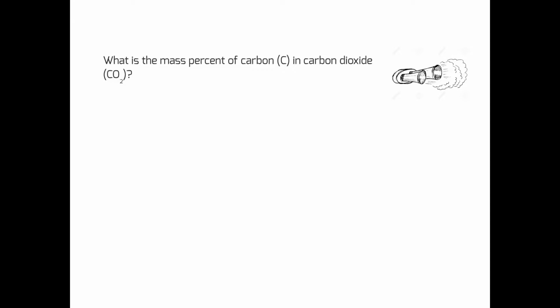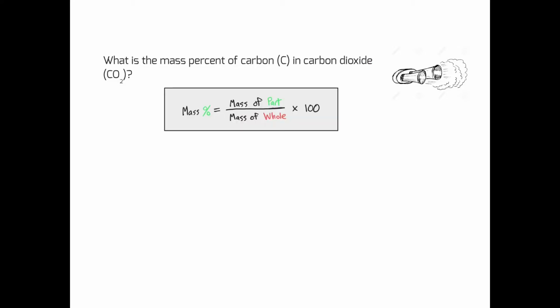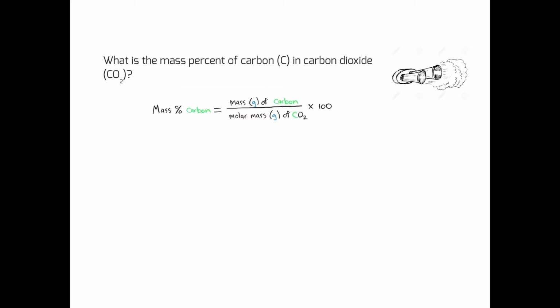So this problem says, what is the mass percent of carbon in carbon dioxide? So the question asks us to find the mass percent of carbon in carbon dioxide. And that tells us that carbon is going to be our part. It also tells us that carbon dioxide is going to be our whole. Which means that we can rewrite our equation to look like this. So what we're looking for is the mass percent of carbon.